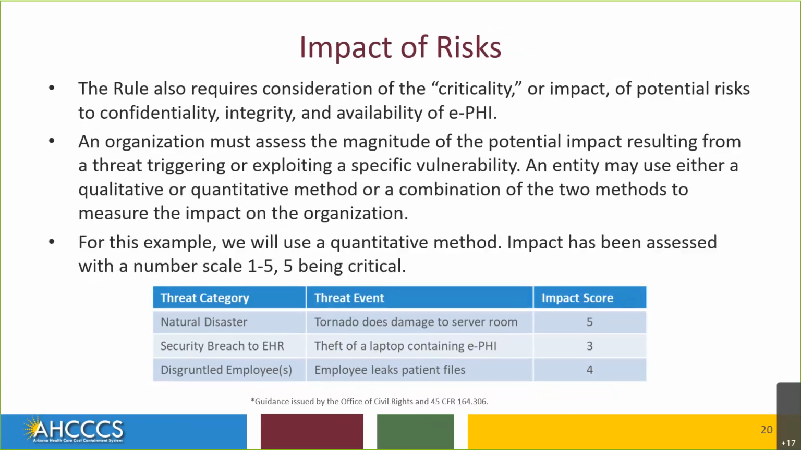Moving on to impact of risk, this is also going to use a score. The rule requires consideration of the criticality or impact of potential risk to the confidentiality, integrity, and availability of electronic PHI. An organization must assess the magnitude of the potential impact resulting from a threat triggering or exploiting a specific vulnerability. An entity may use either a qualitative or quantitative method, or a combination of the two, to measure the impact on the organization.